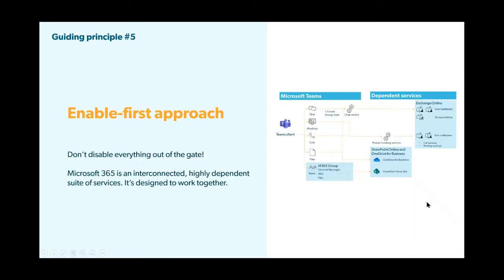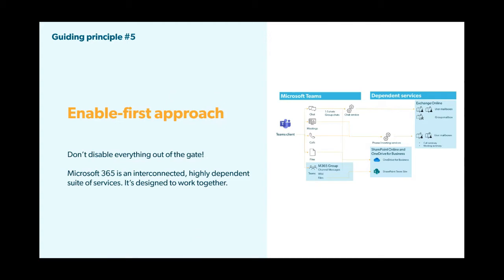And the last principle I have, this one is very specific to Microsoft 365, is think about this as enable first. So you're enabling a bunch of services and not disabling everything out of the gate. So it's not disable everything and we turn on things slowly. We want to enable as much as we can from the beginning. And that's because Microsoft 365 is highly interconnected, it's highly dependent. The different services behind the scenes are designed to work together.